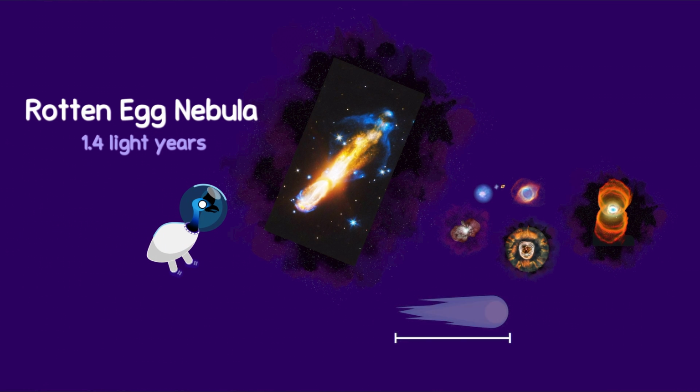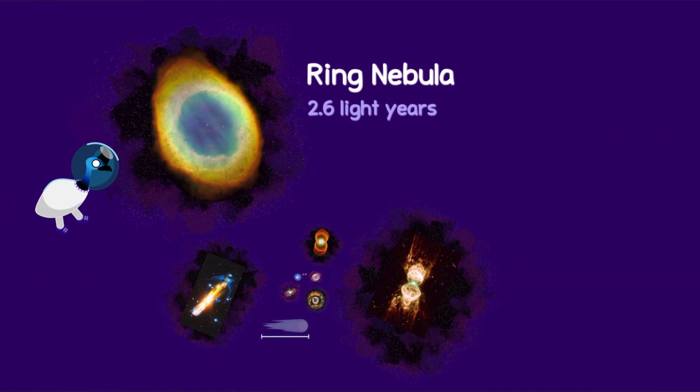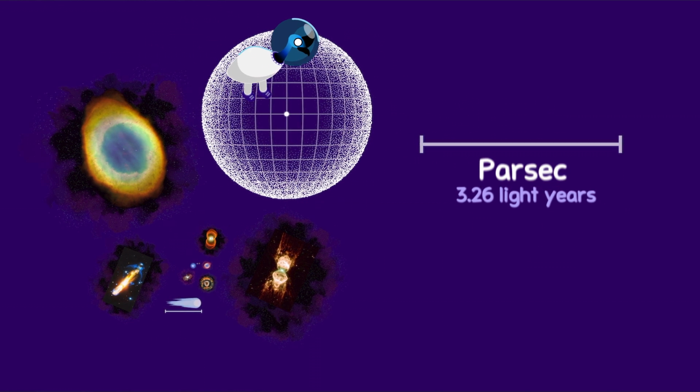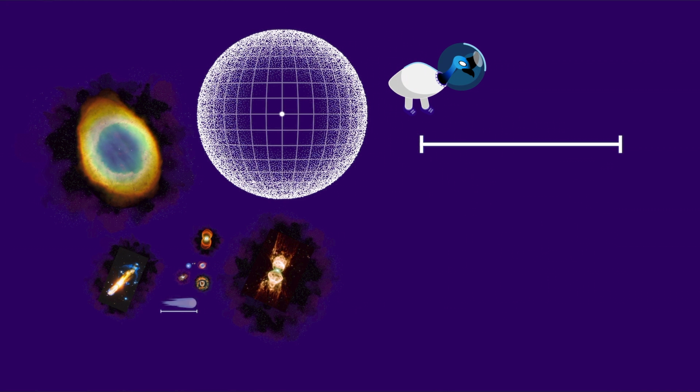Rotten Egg Nebula, 1.4 light years, a dying star that emits gases that smell like rotten eggs. Ant Nebula, 2 light years, a glowing cosmic cloud resembling an ant. Ring Nebula, 2.6 light years, a dying star's shell of gas and dust glowing in a ring shape. Oort Cloud, 3.16 light years, distant clouds of icy objects surrounding the solar system. Parsec, 3.26 light years, a unit of distance used in astronomy.